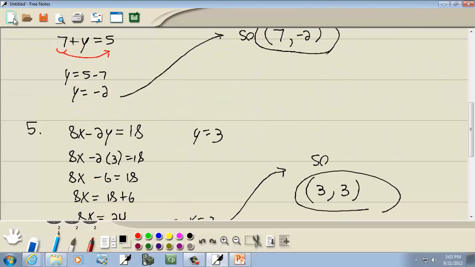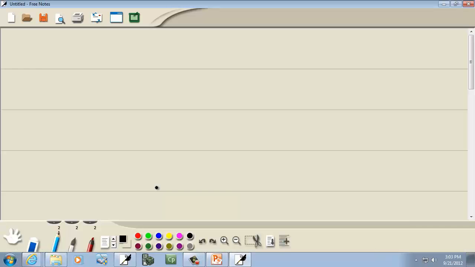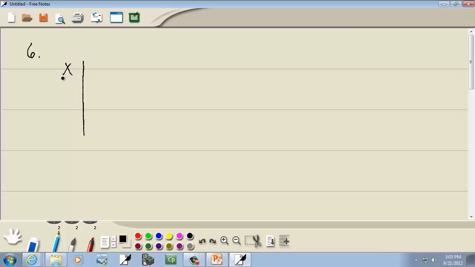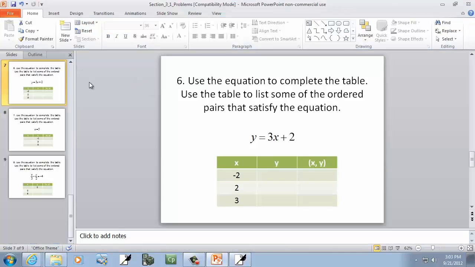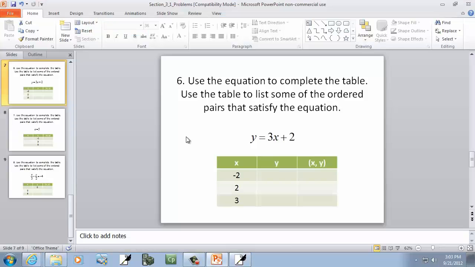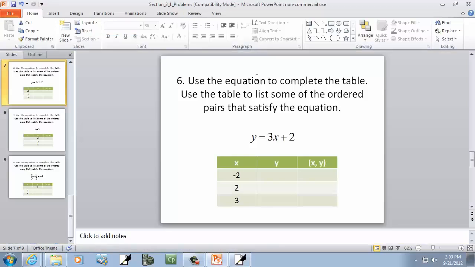And I'm going to start a new page. I'm not sure if I have room there. Okay, let's look at this one. Let's see, we've got x, and then we've got our y, and then our actual point. And they tell us negative 2, 2, and 3. And we got y is equal to 3x plus 2. And they say use the equation to complete the table. Use the table to list some of the ordered pairs that satisfy the equation.